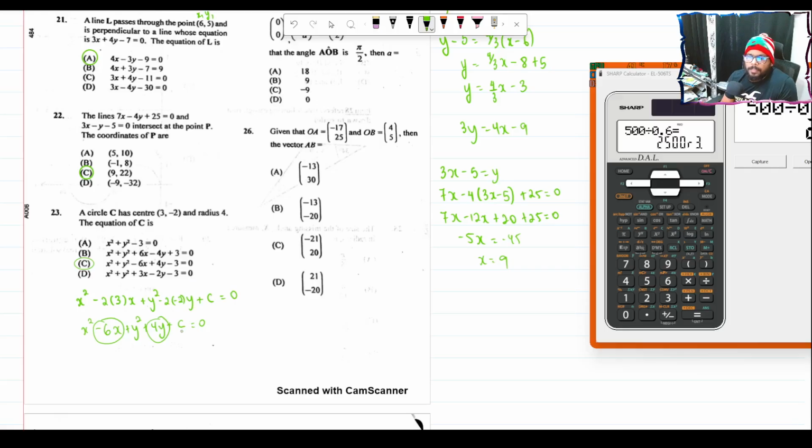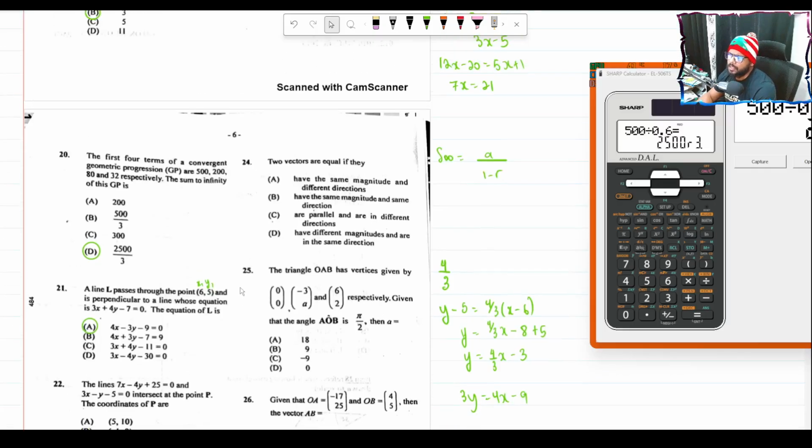Now, to calculate c, we know that the radius r is the square root of f squared plus g squared take away c. I can rearrange and solve for c because I have r, I have f, and I have g. So if you want, you could go ahead and do that. We will get 3. Another way is just simply (x take away a) squared plus (y take away b) squared is equal to r squared. Expand, rearrange, and you get the equation of your circle.